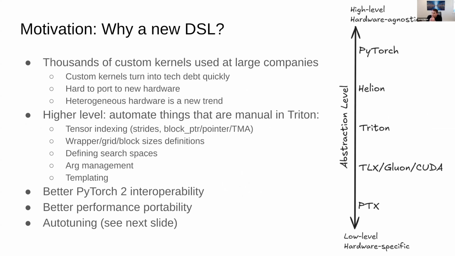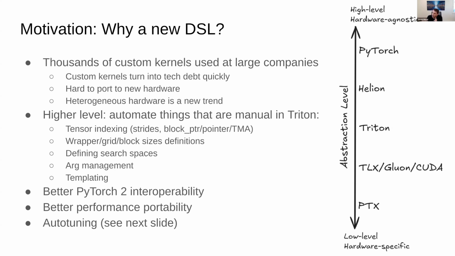A lot of the motivation for a DSL is that there are thousands of custom kernels in use at large companies. Especially when custom kernels are written in really low-level languages specialized for hardware, they turn into tech debt pretty quickly. A custom kernel is super fast for the current generation of hardware, and then a new generation of hardware comes out, and all those optimizations for the previous generation make it more complicated and harder to port to the new generation. So we really want higher level abstractions for writing custom kernels.